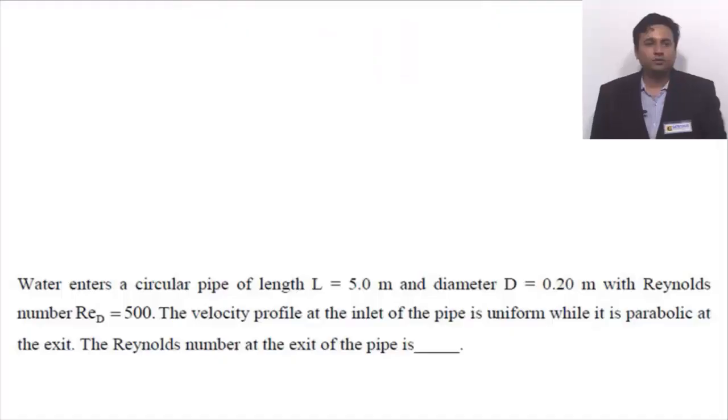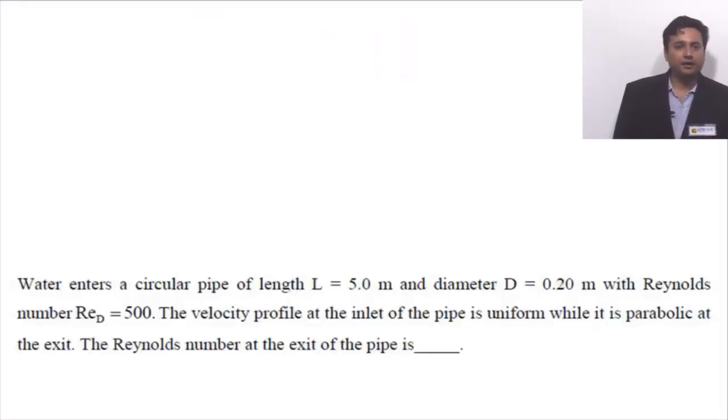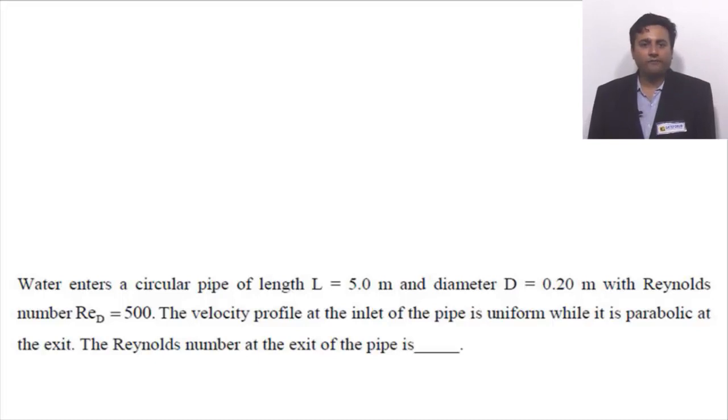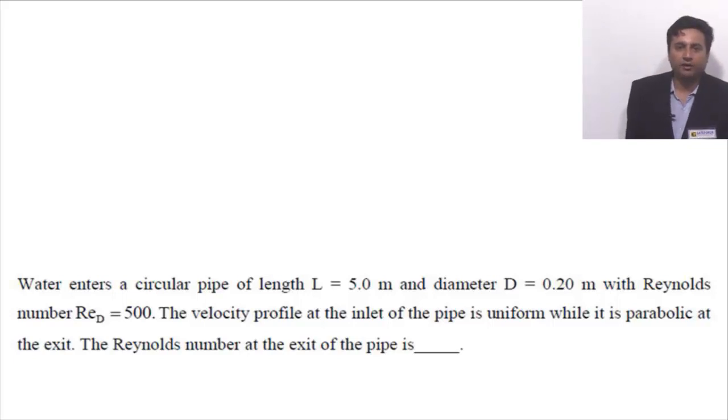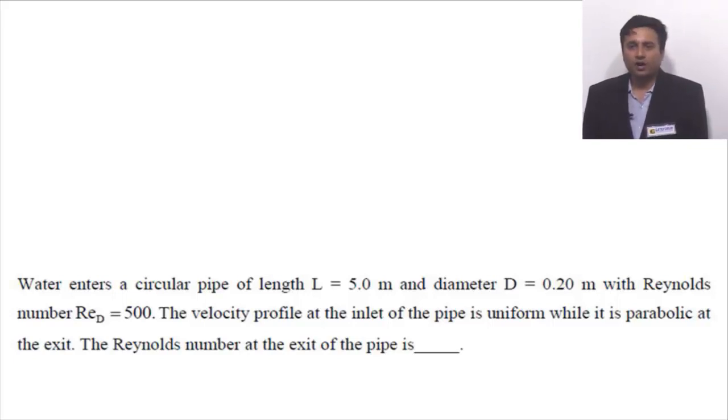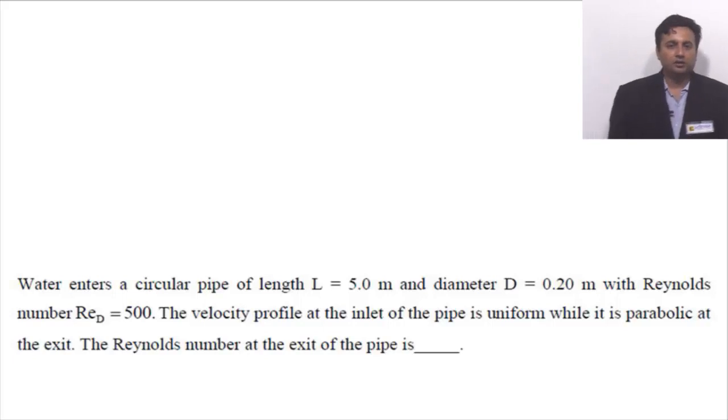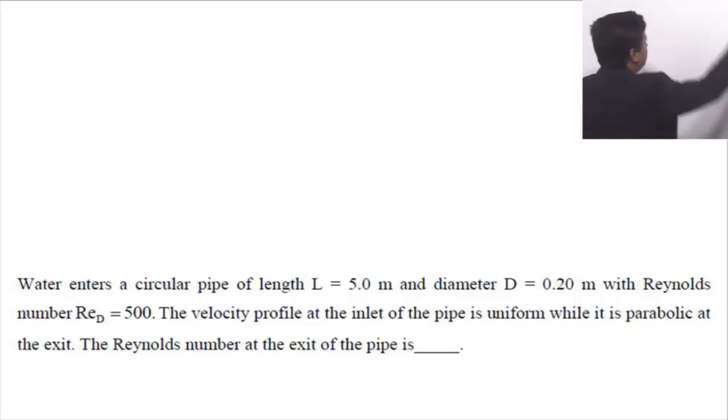Next question: water enters a circular pipe of length L equal to 5 meter and diameter 0.2 meter with Reynolds number 500. The velocity profile at the inlet of the pipe is uniform while it is parabolic at the exit. The Reynolds number at the exit of the pipe is? So let me draw a simple schematic.